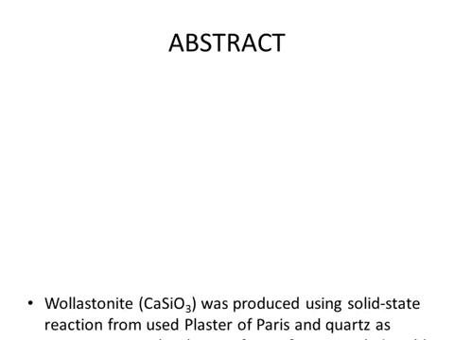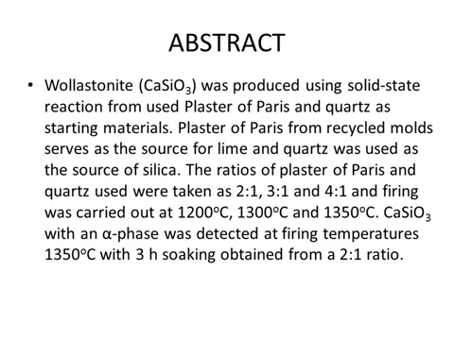Hello everyone. This presentation is based on preparation of wollastonite from used plaster of Paris and quartz. In this project, wollastonite was produced using solid state reaction from used plaster of Paris and quartz as starting materials. The plaster of Paris from recycled molds serves as the source for lime and quartz was used as the source for silica. The ratios of plaster of Paris and quartz used were taken as 2:1, 3:1 and 4:1. The firing temperatures are 1200 degrees Celsius, 1300 degrees Celsius and 1350 degrees Celsius.